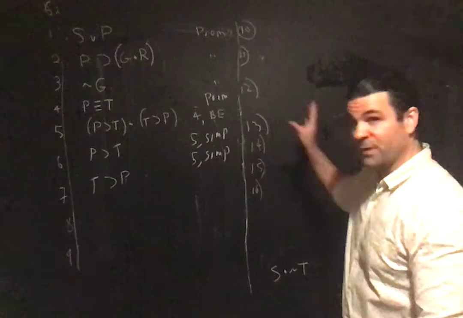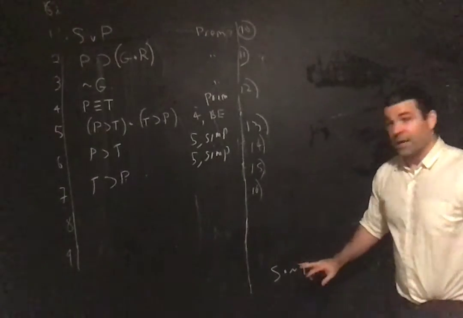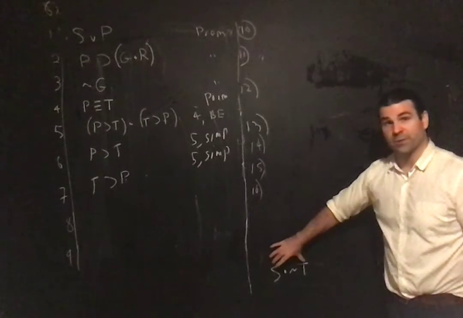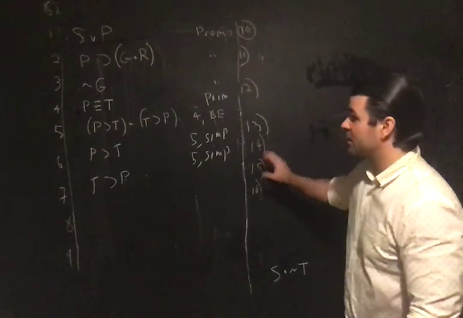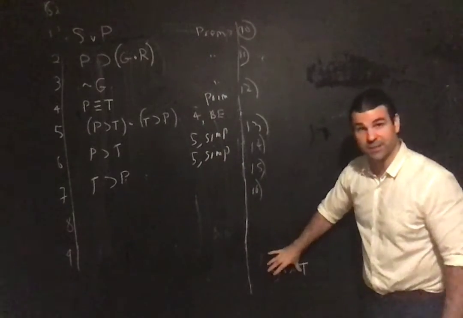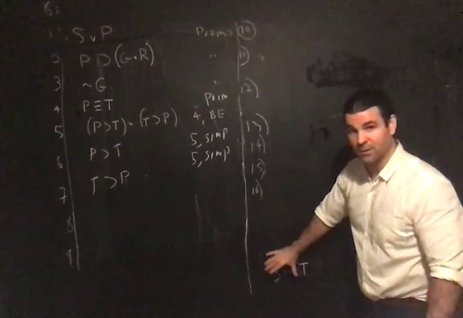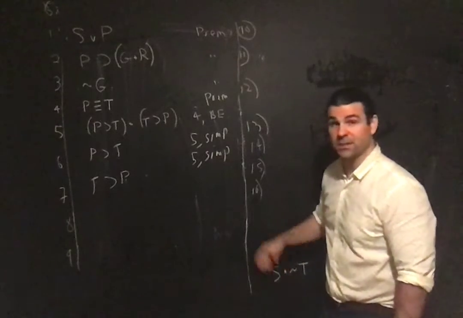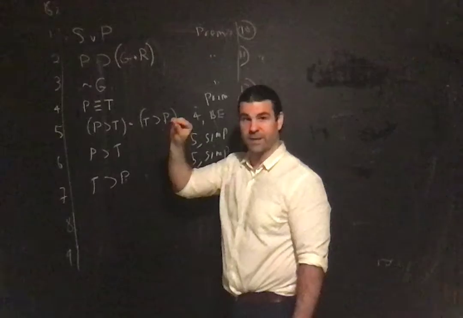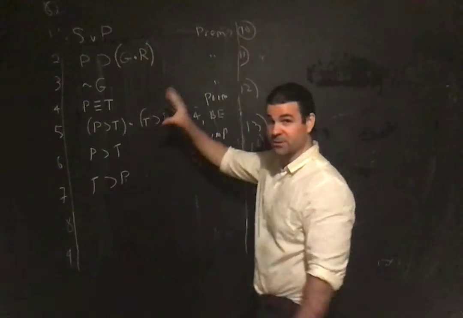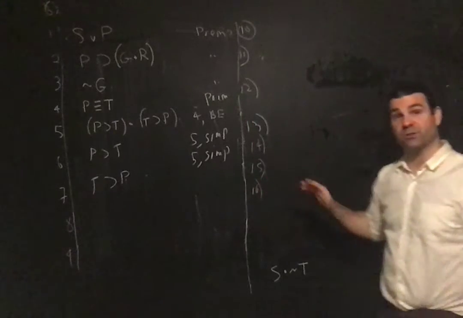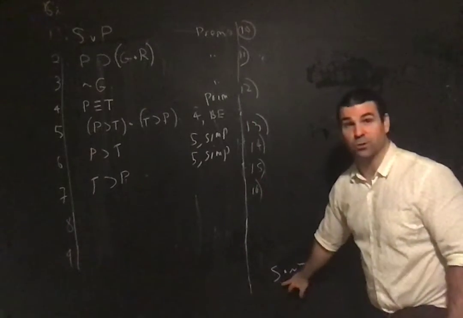Okay, let's look at my conclusion. It's S and not T. Now, does this formula appear as a whole, as this particular block or as this particular whole formula? Does it appear as a subformula anywhere amongst my premises? Does the whole S and not T sequence appear amongst the premises? No, it does not. That means I'm going to have to construct this conclusion, right?